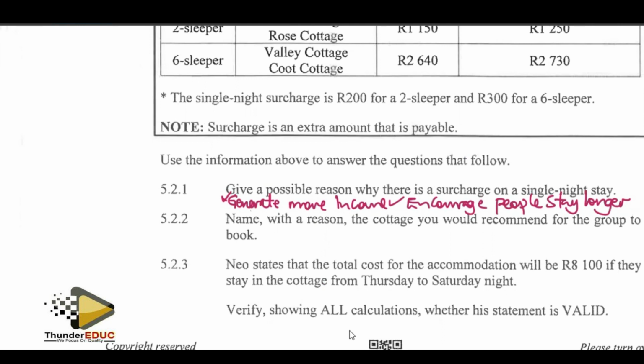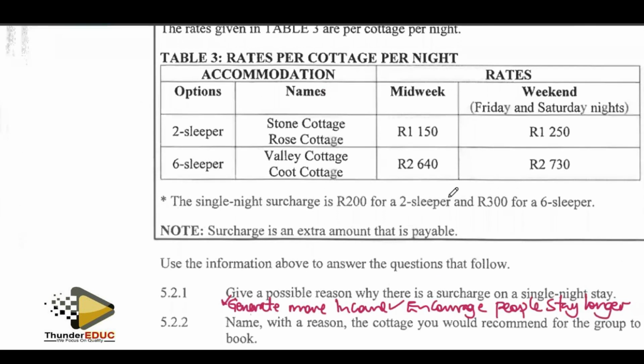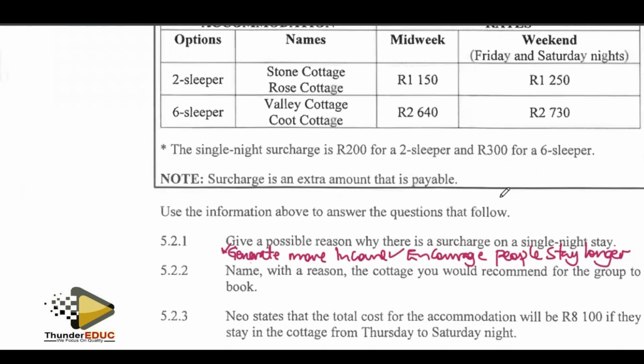All right. Name, with a reason, a cottage you would recommend for the group to book. I would recommend them to take the 6 sleeper since they are 5 people. So they will all fit in one room, in one cottage, and for security reasons they will all be safe.